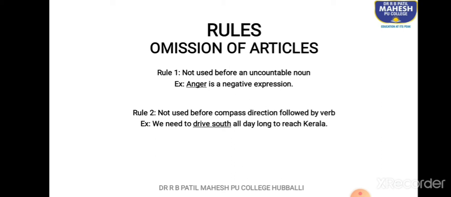Rule number 2: not used before a compass direction followed by a verb. Please understand this. We have already dealt with a similar rule previously. So article is not used before a compass direction followed by a verb. For example, we need to drive south. Drive is a verb, so we need to drive south. The south is wrong. We need to drive south all day long to reach Kerala.